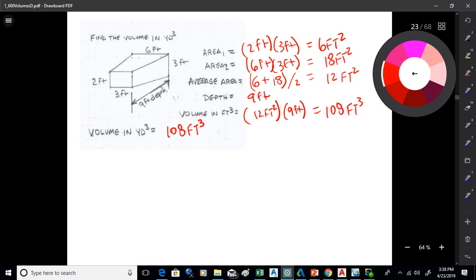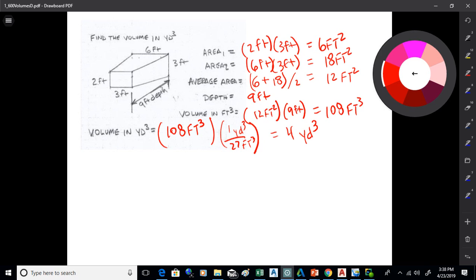Okay, so what we're going to do here is take 108 cubic feet times 1 cubic yard divided by 27 cubic feet. And we're going to get 4 cubic yards. Okay. You doing all right with that? What's that now? Yeah, 27 cubic feet in the yard. Okay.